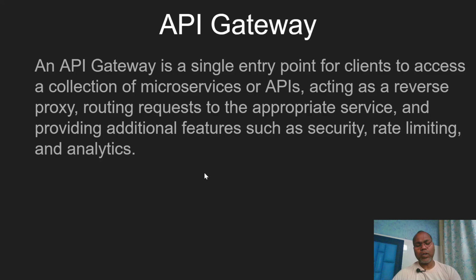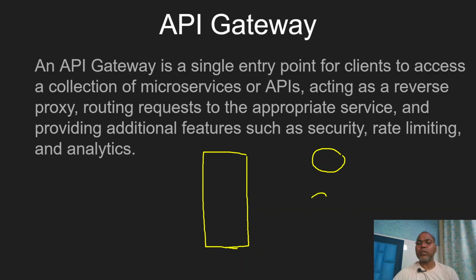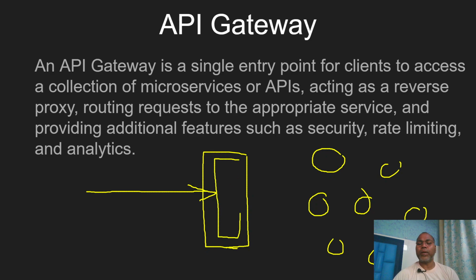So just consider the API gateway as an intermediate, one software component, and behind it is a collection of microservices or APIs deployed on different instances. So the client only focuses on a single entry point. The client just invokes, "Hey, this is my API gateway, this is my application."